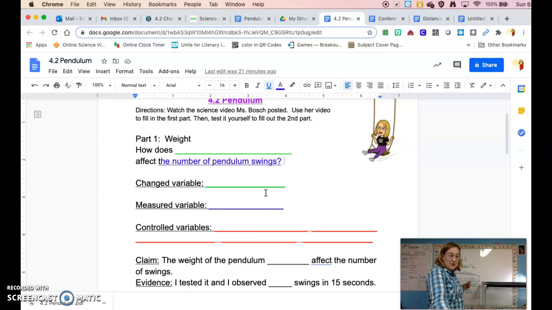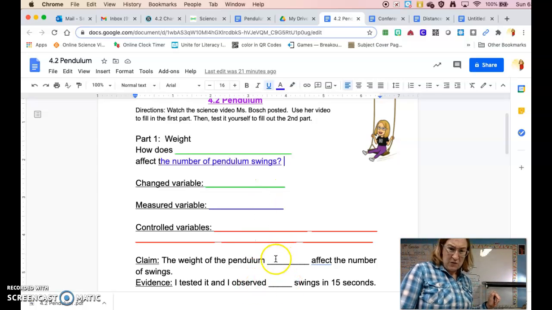So let's test this out. I have my timer set to 15 seconds, and I'm starting at what I would call table height, or parallel to the floor, and we are going to count how many swings in 15 seconds with 2 pennies. Here we go. 1, 2, 3, 4, did I miss one? 5, 6, 7, 8, 9, 10, 11, 12, 13. I think I got 13.